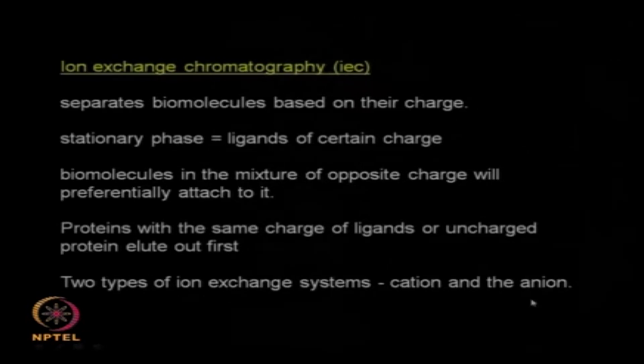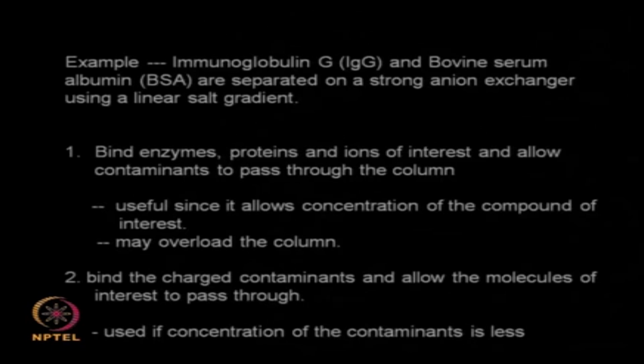So we can have two types of ion exchange chromatography, cation and anion, and a mixed cation anion chromatography is also possible. So for example, immunoglobulin G, IgG, and bovine serum albumin, BSA, are separated on a strong anion exchange using a linear salt gradient.